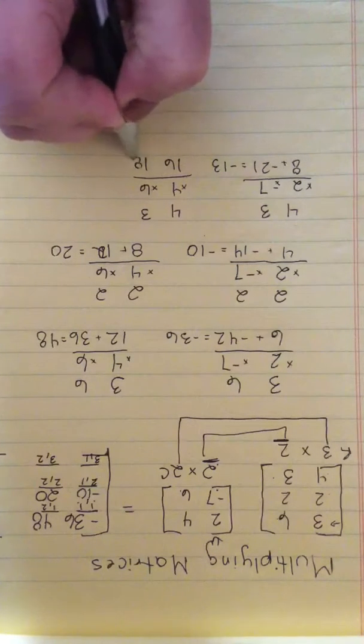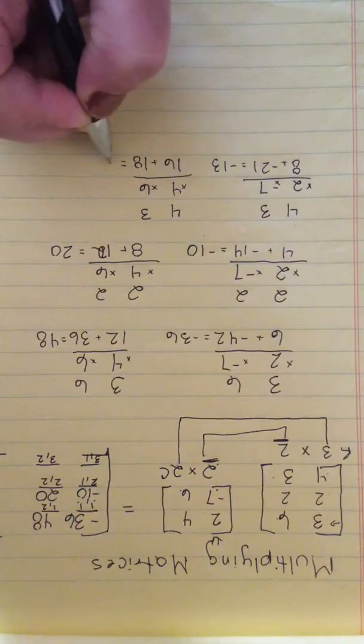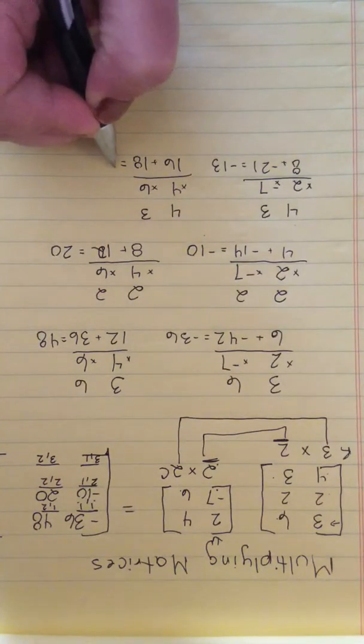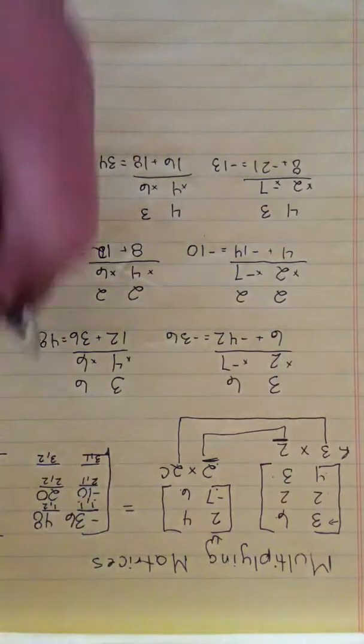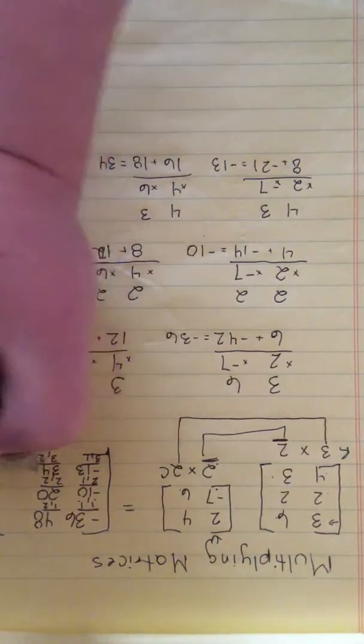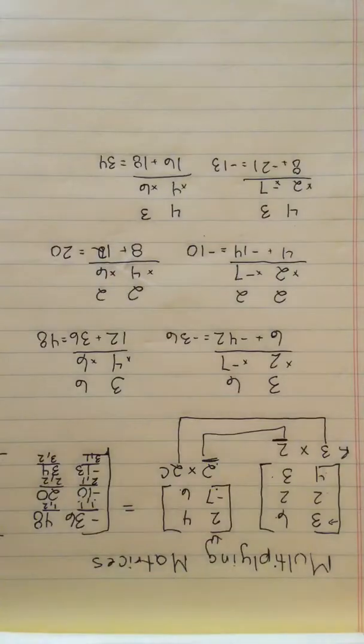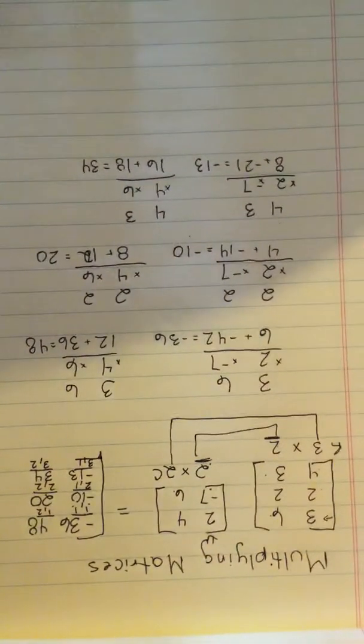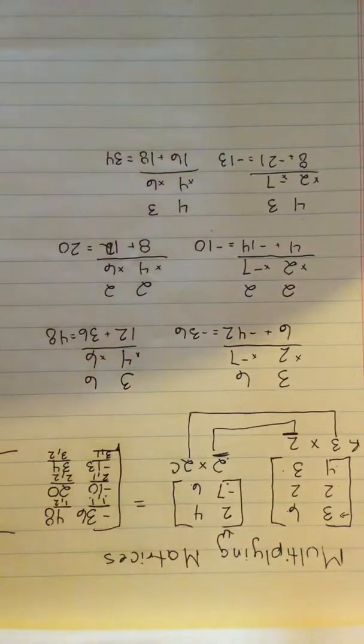16 and 18. Add those together and you get 34. So my last two answers are negative 13 and 34. Okay, that's just our first example, just to make sure you're seeing how the steps are done.